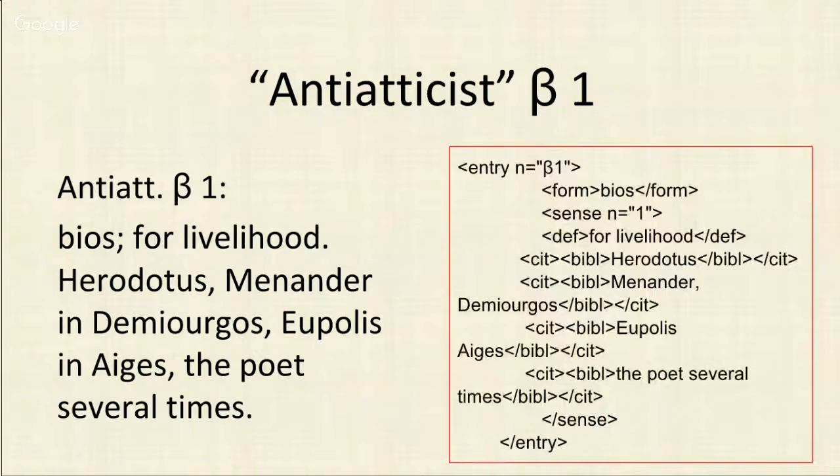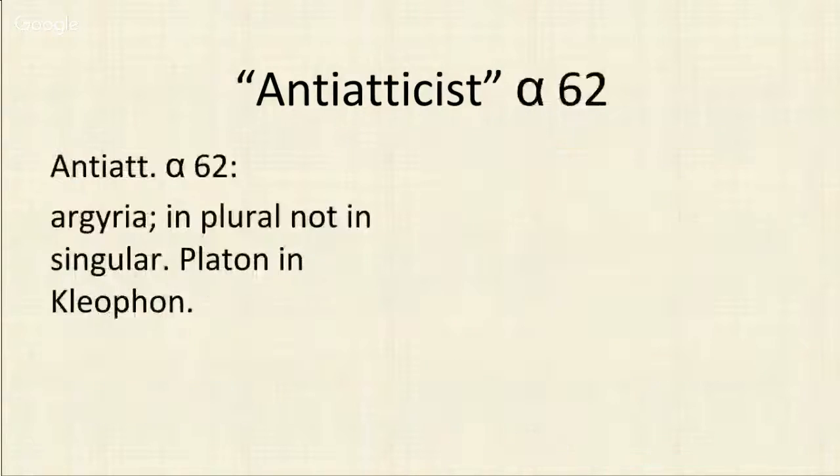And here you see an attempt to annotate this entry. We start with the element entry, of course, then the form, that is bios, then the sense and the definition for livelihood, and then several cit elements with bibliography when only the author is mentioned, or here I have put only bibliography. In the next example, we will see how we can split it down and make some more explicit declarations about how much information is in there. So let's see the next example.